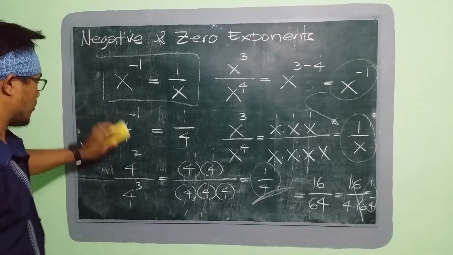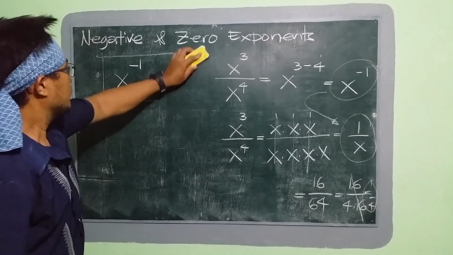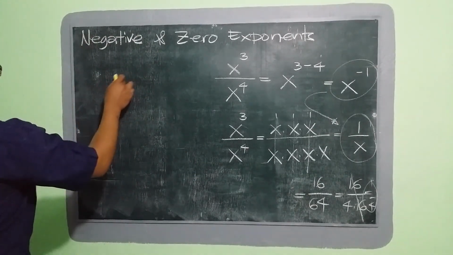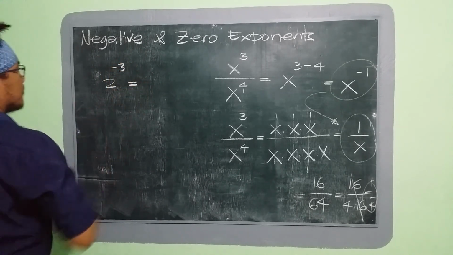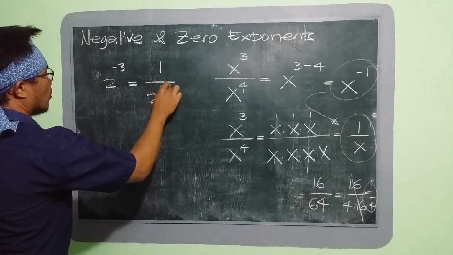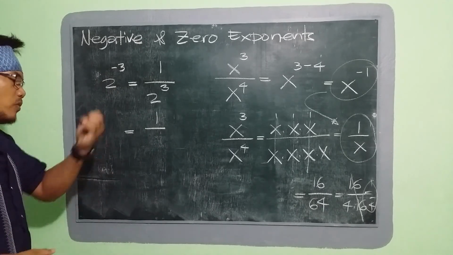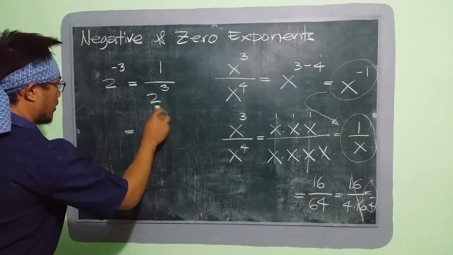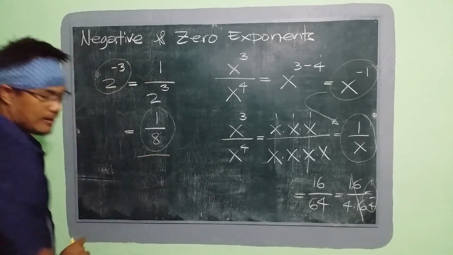Okay, let's try another example. Now what if we have 2 raised to the power of negative 3? So that is equivalent to 1 over 2 cubed. So 2 is multiplied 3 times, so we have 2 times 2 times 2, 2 times 2 is 4, times 2, that is 8. That is 1 over 8. So we can say that 2 raised to the power of negative 3 is equivalent to 1 over 8.